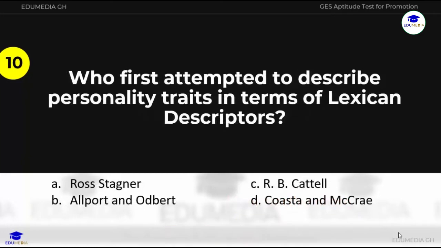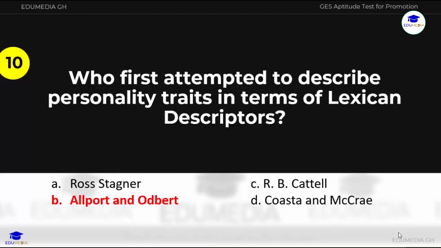Question number 10. Who first attempted to describe personality traits in terms of lexicon descriptors? A. Rostagna, B. Alport and Odbert, C. R.B. Cattell, and D. Costa and McCrae. The correct answer here is B.